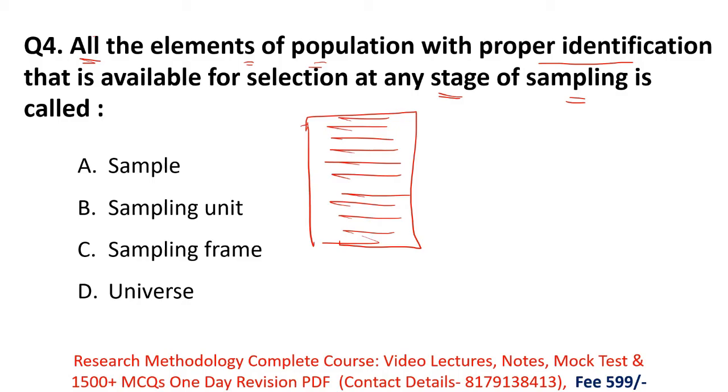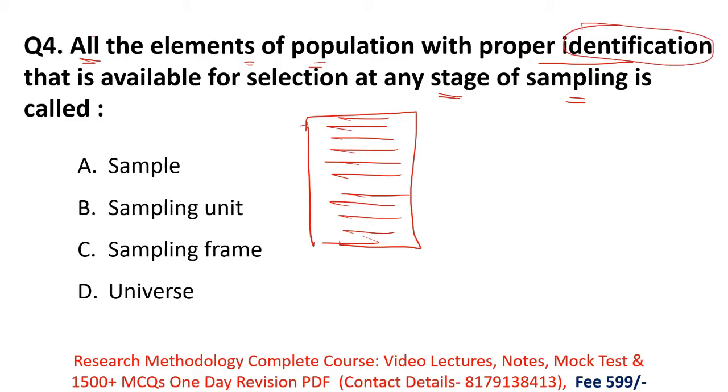Okay, with proper identification. Their identity is also mentioned in their list. That is available for selection at any stage of sampling. So what is the meaning of this sentence? Suppose you have your population. I am making a list here, and I have my population's elements, meaning all the members of my population with their proper identification.